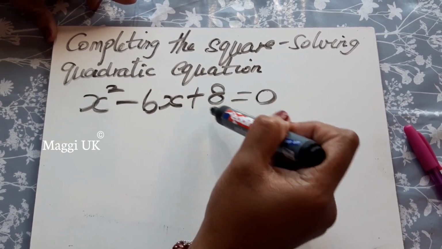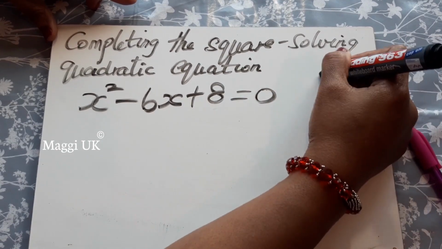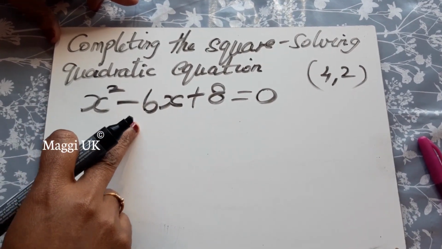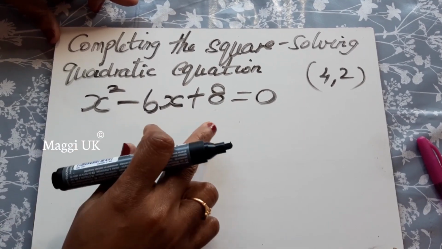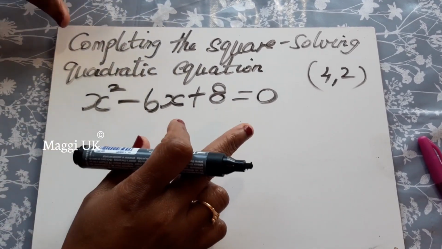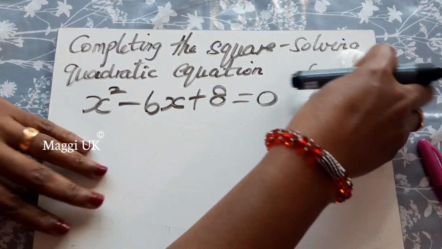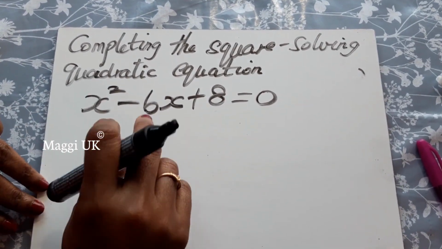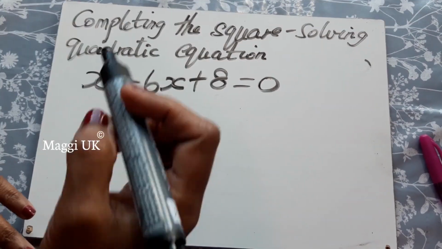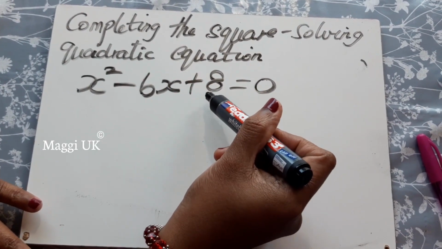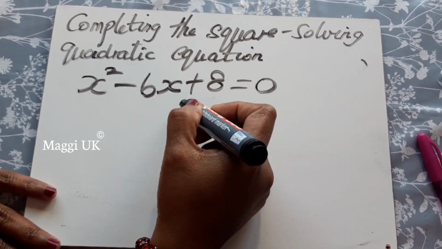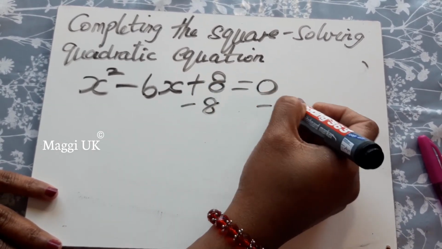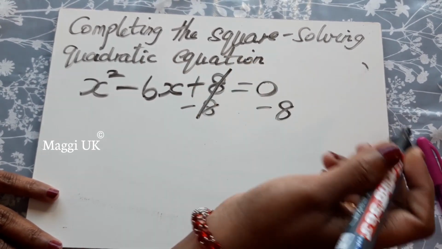If you take 4 and 2, you can factorize, which is going to be x minus 4 and x minus 2. But we are not going to solve in that method because it's completing the square. So the first step is, we are going to bring this number to the other side. If you do minus 8 to this side and minus 8 to the other side, this one will go off.